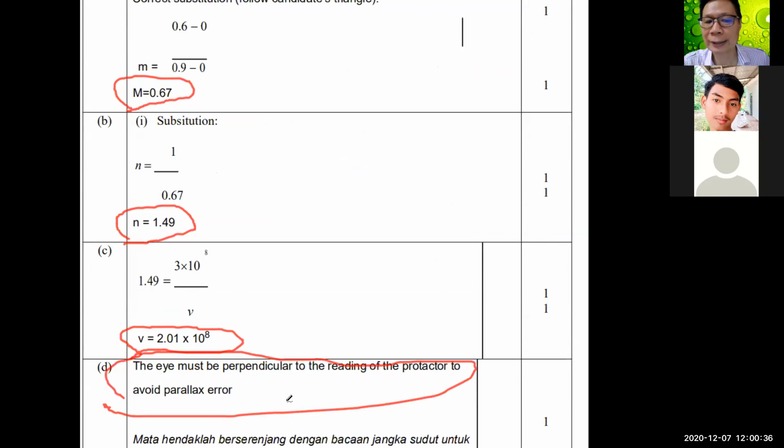For your precaution, understand? The eye must be perpendicular to the reading of the protractor. You must mention the instrument. And then for what? To avoid parallax error. Okay? So remember that now. So for Paper 3, you all must score, because the question is very typical. Every year, the same format. Okay?